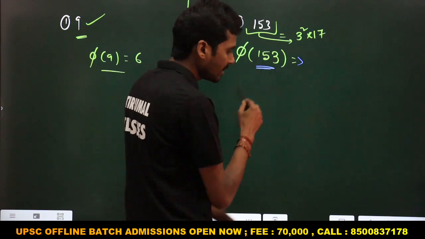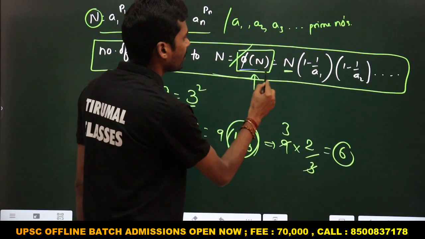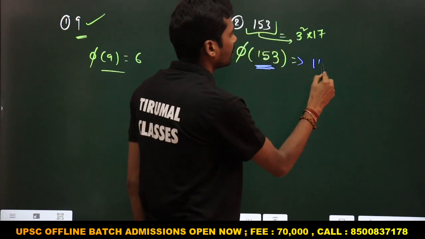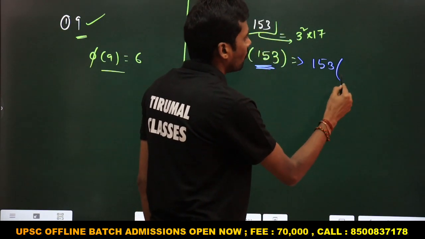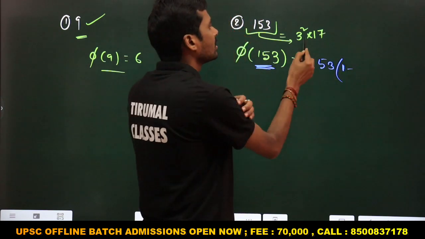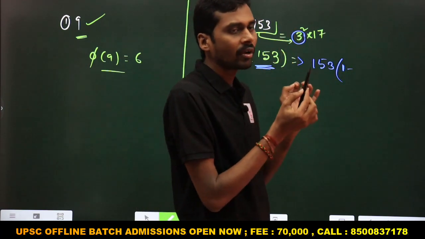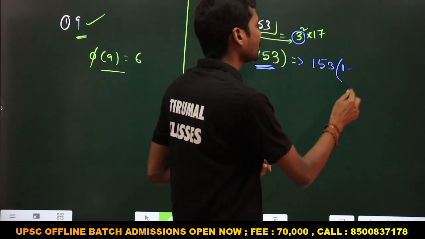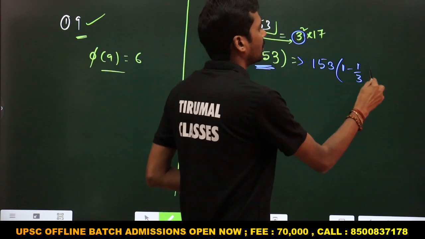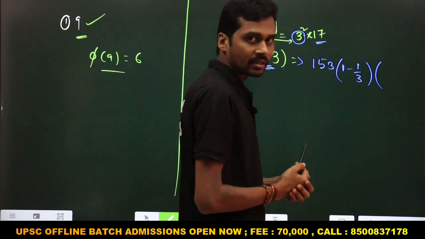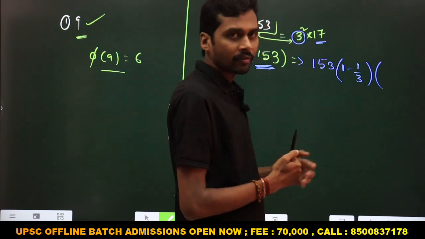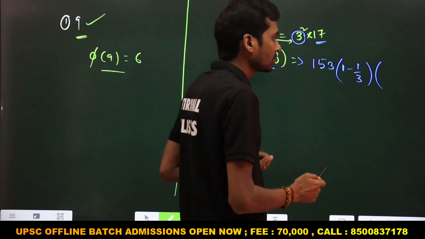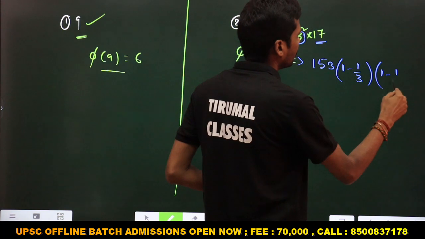Now, first pi of n value is equal to what? First I need to write the number: 153 into 1 minus 1 by a1. What is the a1 value? a1, a2, a3 are nothing but prime numbers, so 1 minus 1 by that prime number. 1 minus 1 by 3 into, what is the next prime number? 17. We don't mind the powers; we are only interested in the base numbers. So the next factor is 1 minus 1 by 17.